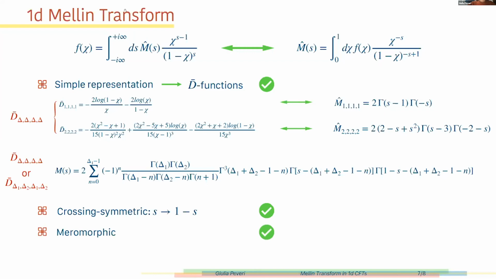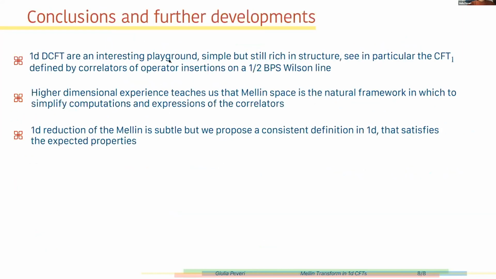And we checked that it's meromorphic, and we checked that the positions of the poles in the Mellin were actually corresponding to the exact exchange operators in the OPE. And we also checked the polynomial boundedness via a theorem that regards the 1-dimensional Mellin transform. And so in the end, we saw that these 1-dimensional CFTs are really an interesting playground, and were the starting point that raised our interest in this Mellin formalism. And this higher dimensional experience teaches us that this Mellin space seems to be the natural framework in which we expect to simplify computation and expression of correlators.